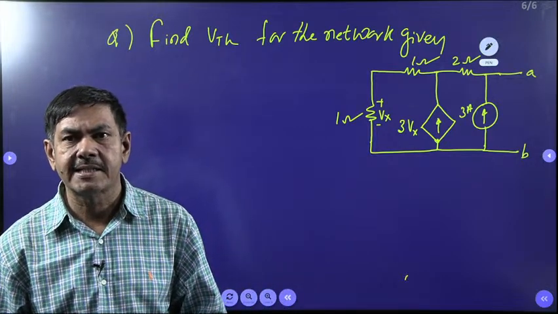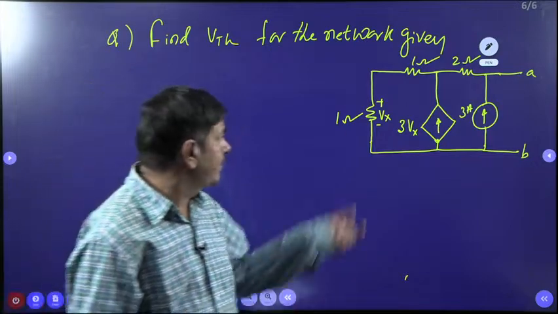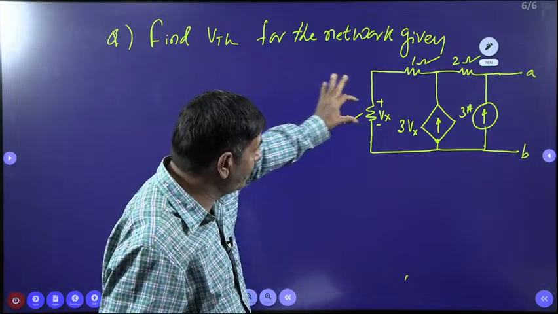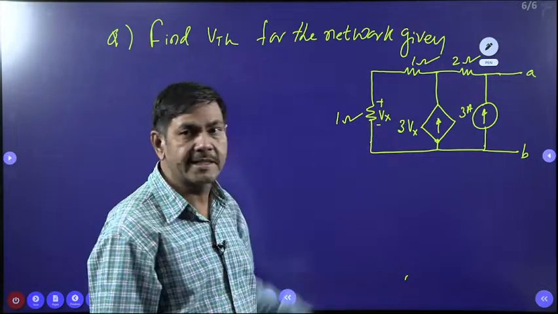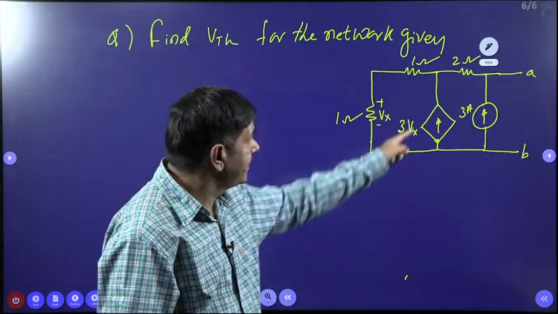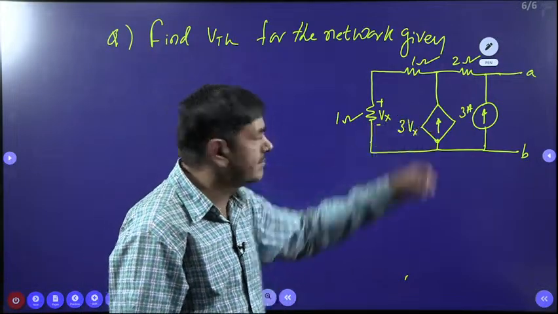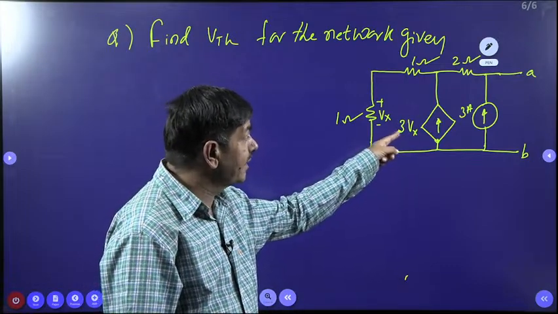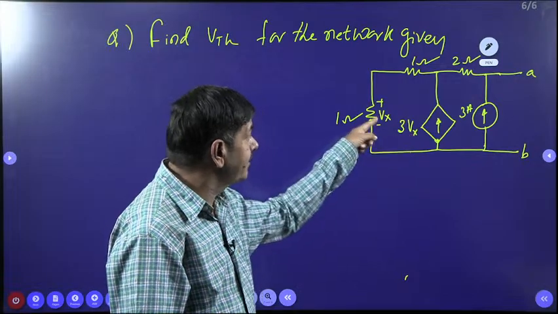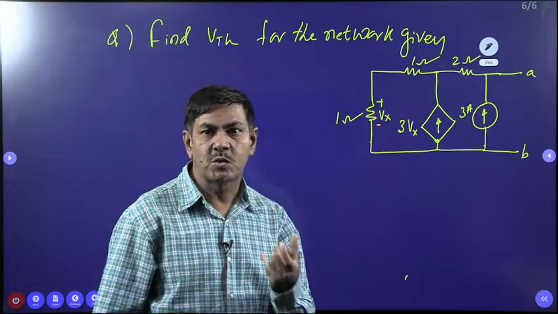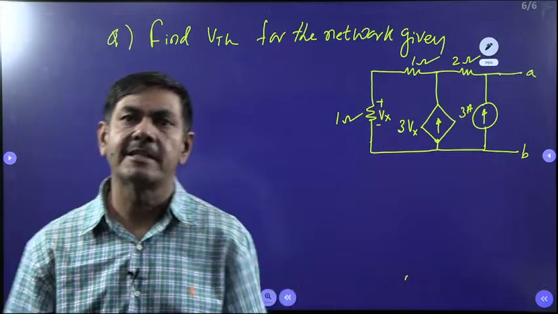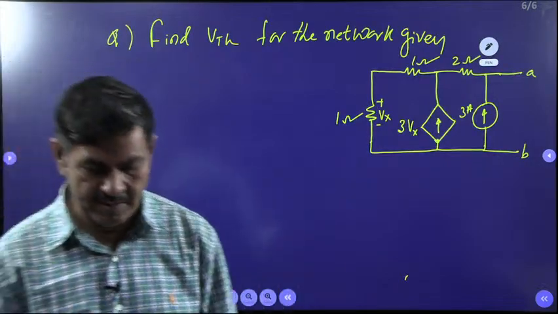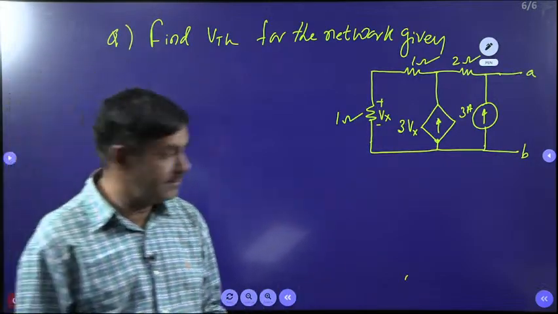What is Vx? Vx is nothing but the voltage across this 1 ohm. Why is that Vx given? Here is given one dependent source, a current source of the value 3 Vx. What does 3 Vx mean? The Vx is nothing but the voltage across this 1 ohm. To specify what that Vx is, it is given in the problem. Understand my point?